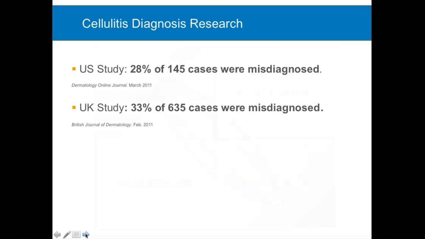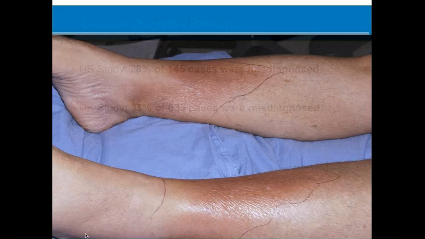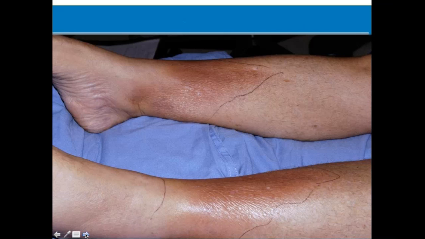This next slide that I'm showing you are the results of our study that was done in Los Angeles and in Rochester, New York, where we demonstrated 28% of all admissions for cellulitis were misdiagnosed. And that study was duplicated in the UK, where 33% of nearly 600 cases were misdiagnosed. So this means essentially 1 in every 3 patients admitted to the hospital with cellulitis is not cellulitis.